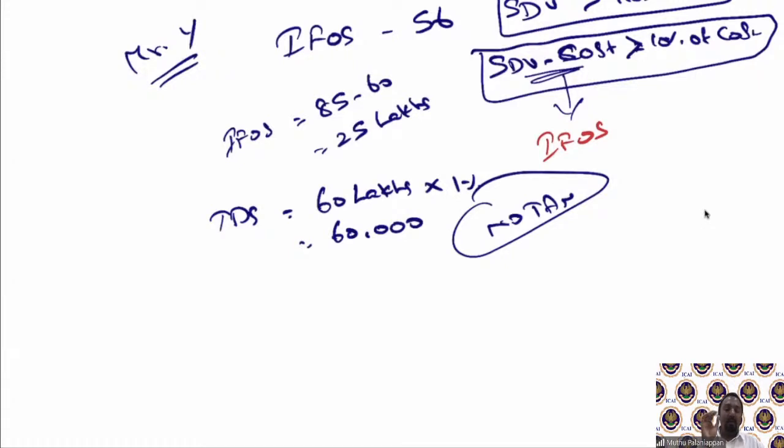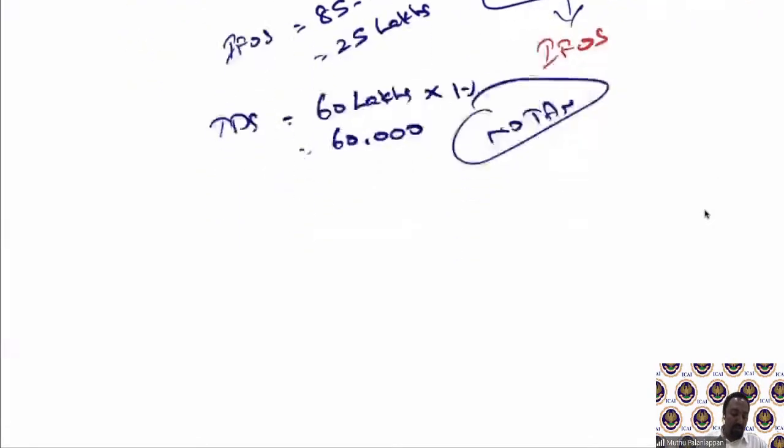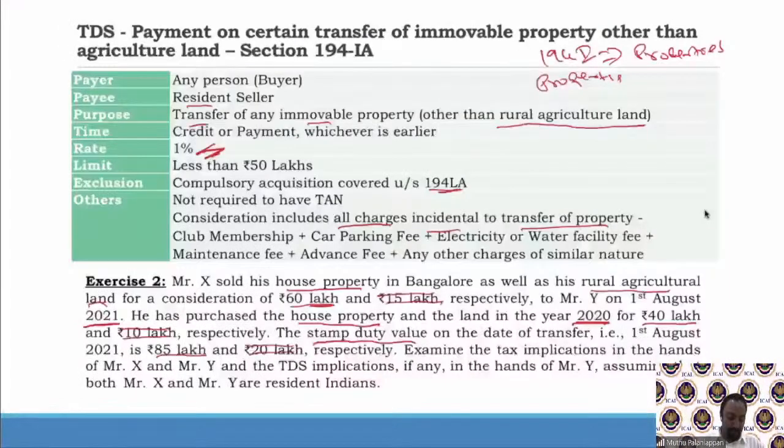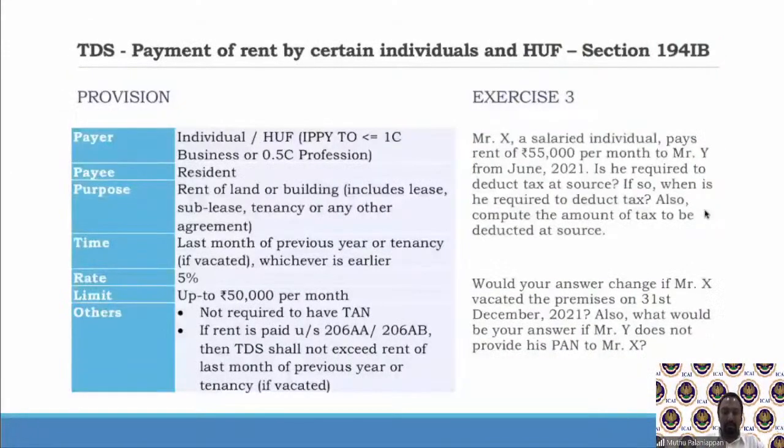So one good thing you will additionally understand, which I did not tell you in that slide, is that this 1%, whatever the consideration that you're talking about, is not stamp duty value. So 1% on consideration, not stamp duty value. So for every other calculation under section 50C or under section 56, you are taking the stamp duty value also into consideration. For the purpose of TDS, it is only consideration. Clear? So we'll move on to the next section.